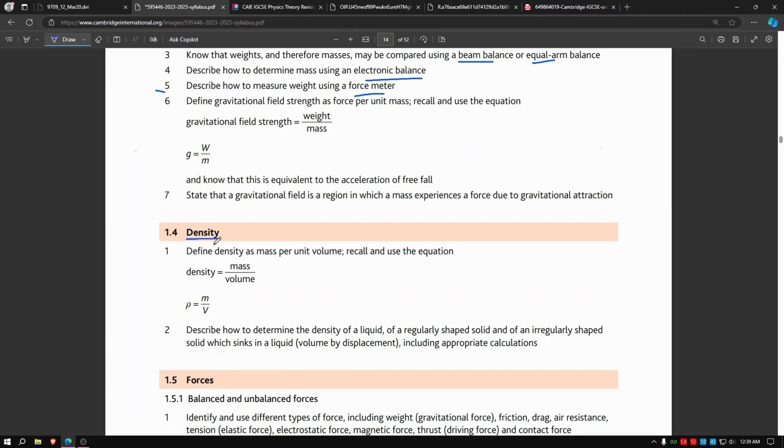Define density as mass per unit volume. Recall and use the equation. As you have probably seen before, I used a box, and this box had particles in it, right? And when I said there are more particles in the box, but the size does not change, what does that mean? More particles are packed inside this box, tighter and tighter. So this is what they mean by mass per unit volume. So the more particles you squeeze into this box, the density goes up.